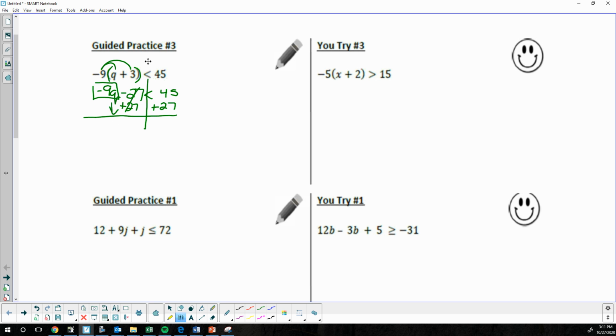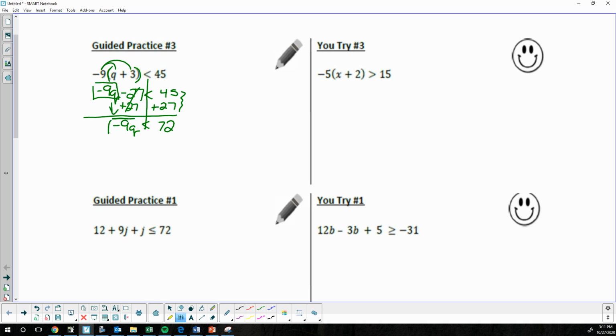Bring down what's left. So I bring down the -9q. And then we have a calculation problem right here on the right-hand side. So what you're going to write down is what is the answer to 45 plus 27? That is 72. And then you're going to bring down the symbol. Try not to write an equal sign. I know it's a habit, but we're not doing equals right now.